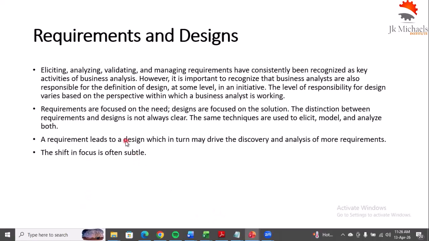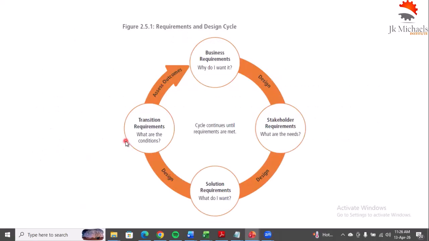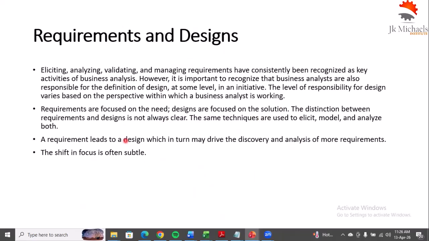And then again, we have requirements and designs. We have defined requirements and designs in earlier slides, but let's look at how they work together. Right now, a couple of things we will be expected to do in business analysis will be to elicit, analyze, validate, and manage requirements. And these are some of the very key activities of business analysts.